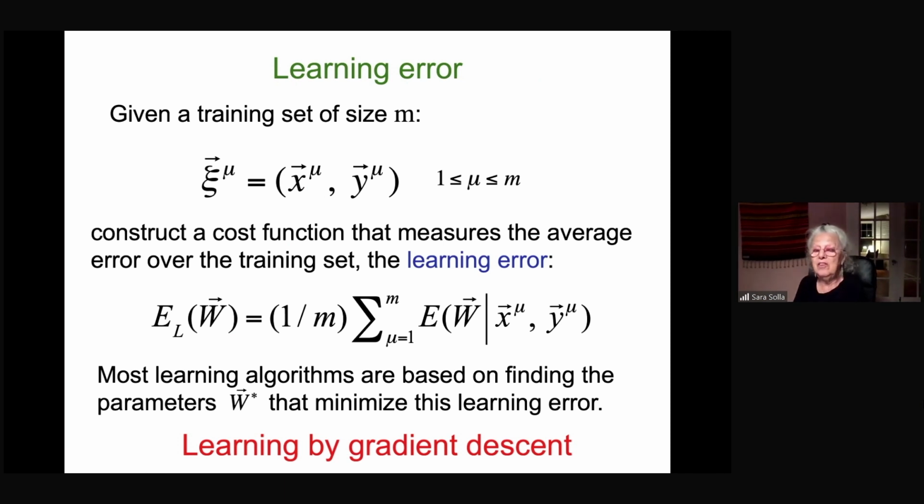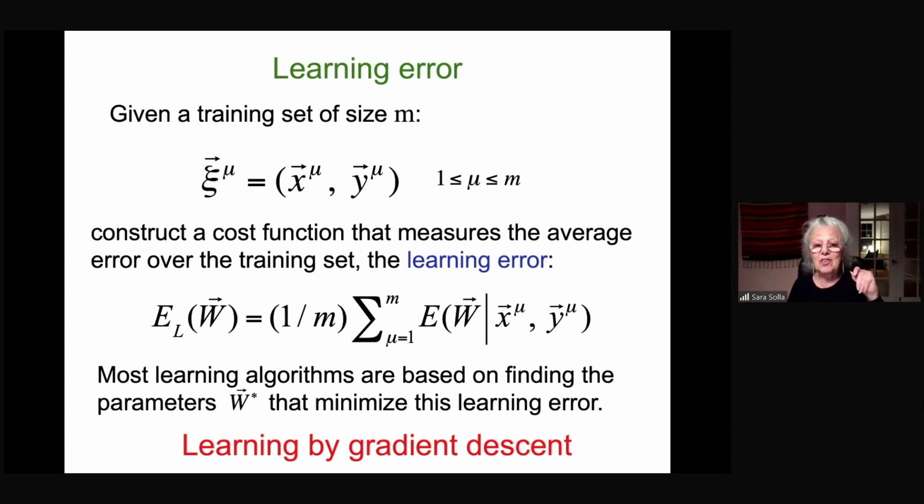So most learning algorithms are based on an optimization problem, which is finding special values of these parameters W, which we can call W star, that minimizes learning error. And typically what we do is we look for it by using gradient descent, but we heard some beautiful talks yesterday and today about how we can go beyond that and be a little bit smarter than that in how we find the parameters W star.